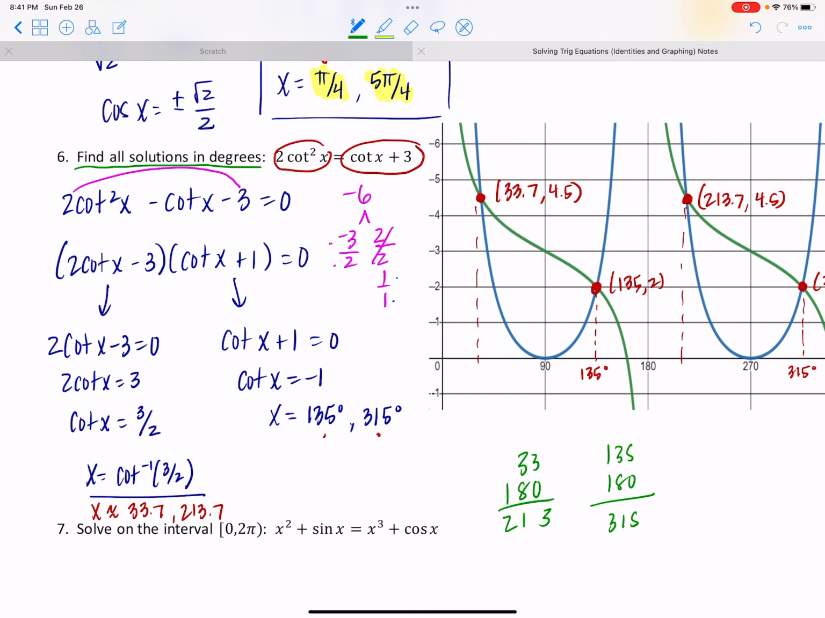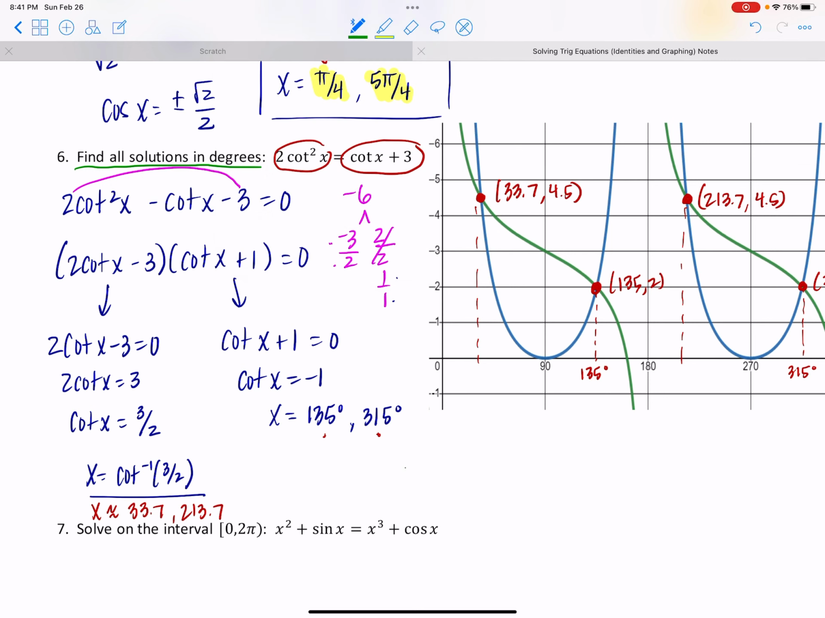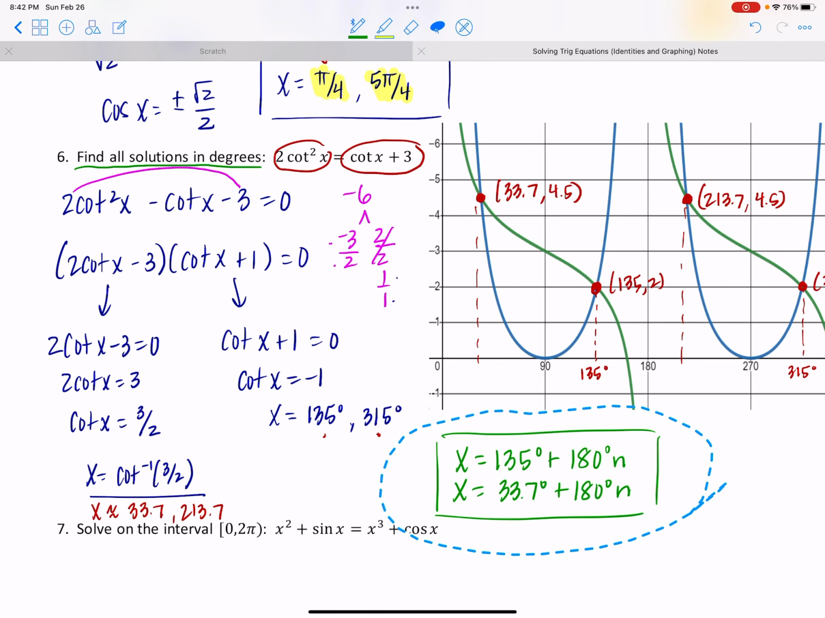So I actually don't have to state all of those solutions. I just need to state the first one, and then I can add 180 degrees to each of those. So to concisely state these solutions, we're going to say x is equal to 135 degrees plus 180 degrees n, and x is also equal to about 33.7 degrees plus 180 degrees n. So there they are, our infinite set of solutions in degrees. Much easier to get those just by going to the graph, but again, practicing by hand, good practice.